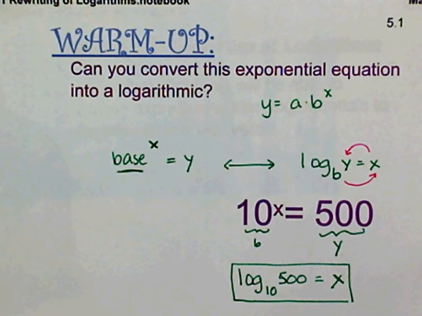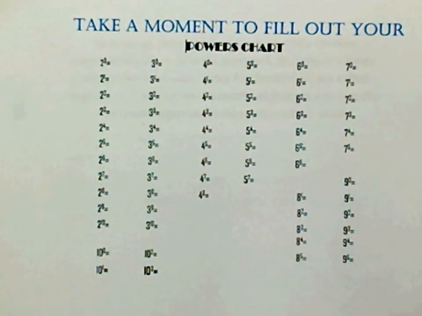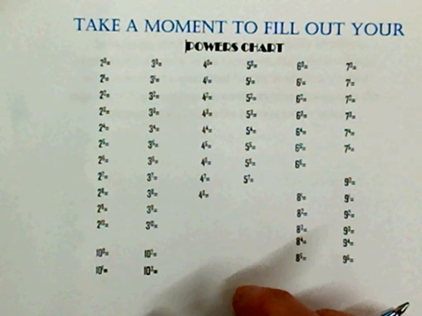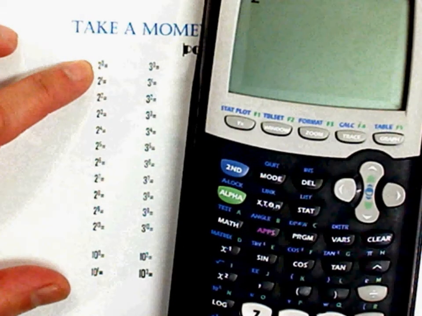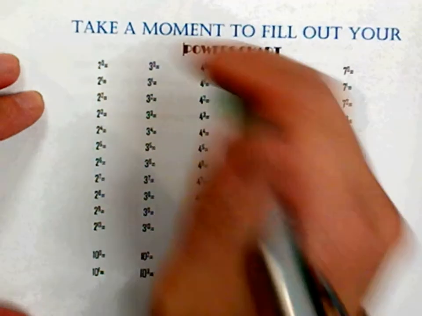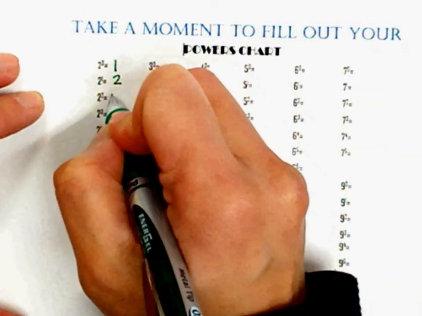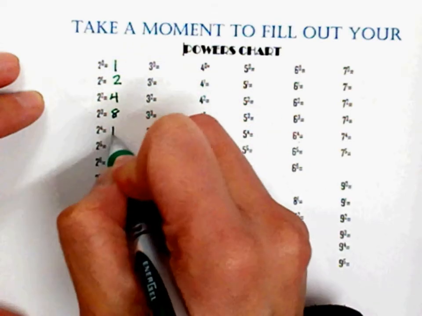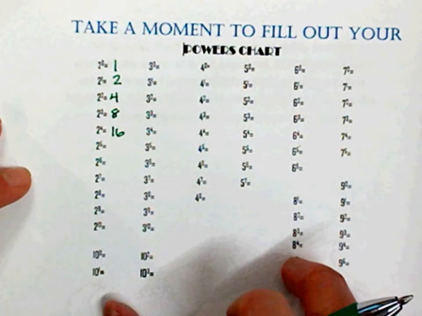All right. So take a moment and I want you to fill this part out, okay? You can pause right now, use your calculator. So you need to know some of these powers to help you. And the way you do it is you just go 2 raised to the 0 is 1. 2 to the first power is 2. 2 squared, 4, 2 cubed, 8, 2 to the fourth, 16, and so forth. So take a moment and fill this out because this chart is going to be your best friend.